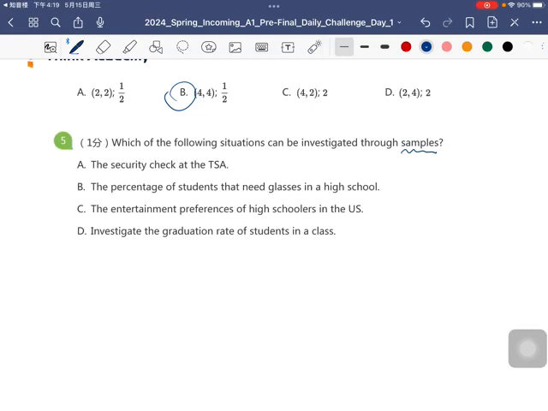And for B, the percentage of students that need glasses in high school. Alright, so basically this is also a case where you want to know if everyone needs glasses or not. So in this case, we're going to pass B. And C is the entertainment performance of high schoolers in the US. Okay, the US is a huge population, and we don't have to research every high schooler, so we're going to use samples. C is correct. And investigating the graduation rate for students in a class, well, it's a small sample size, so you can go ahead and investigate everyone's graduation situation, right? So we're going to pass D, so that's why you're going to choose C for the option.